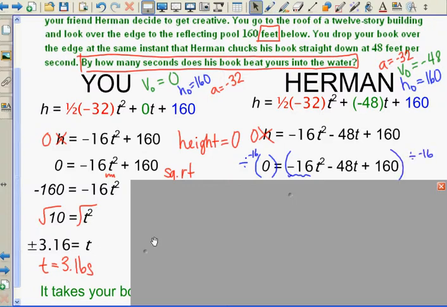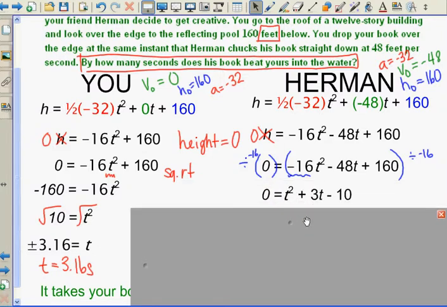So 0 divided by negative 16 is still 0. Negative 16 divided by negative 16 is 1. Negative 48 divided by negative 16 is 3, and positive 160 divided by negative 16 is negative 10. And this is a super easy one to factor. Our quadratic piece is t squared. That can only come from t and t. Our constant piece is 10. That can only come from 1 and 10 and 2 and 5.